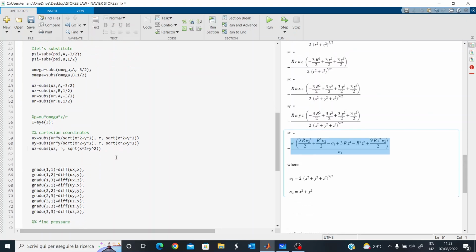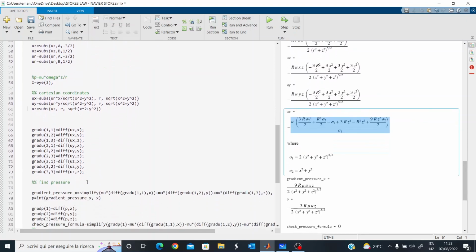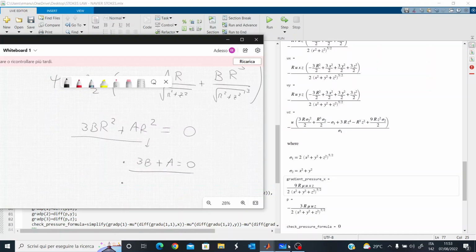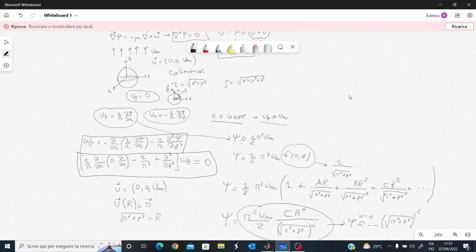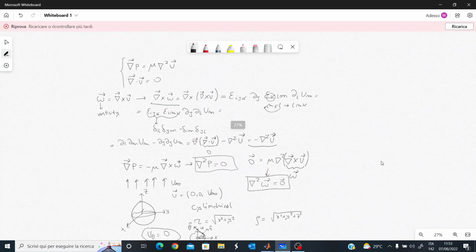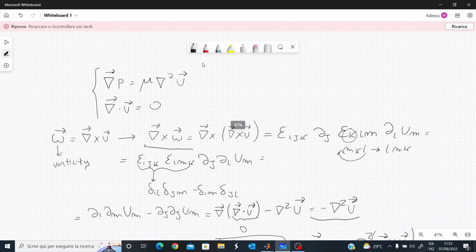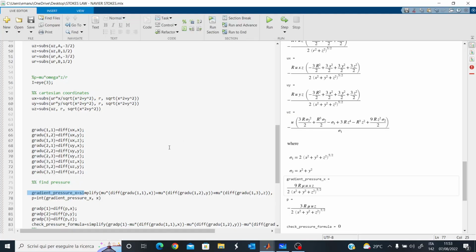And then I have calculated the gradient of the pressure, because remember that the gradient of the pressure is related to the Laplacian of the velocity from Navier Stokes, the first equation that we wrote last time. Since we have found u, we can find the Laplacian of u, so it's just a matter of calculations, and I have done that in Matlab.